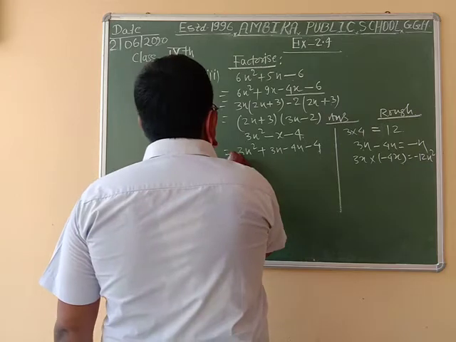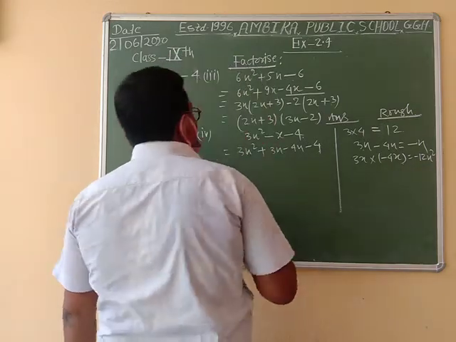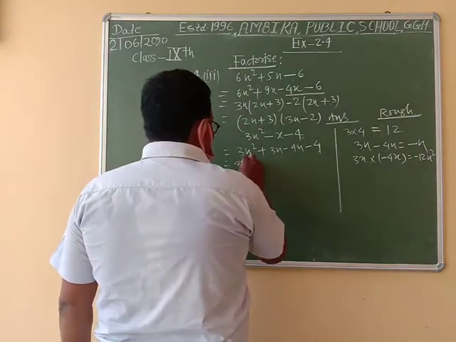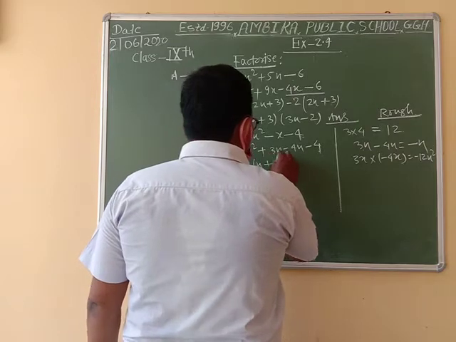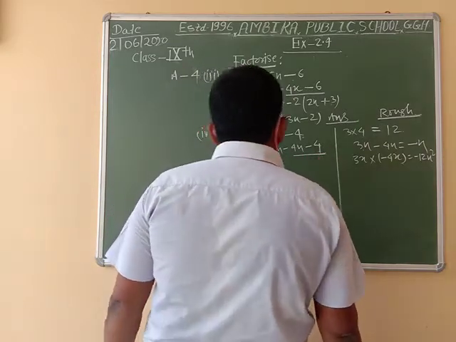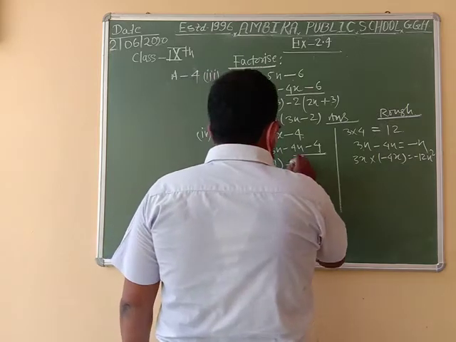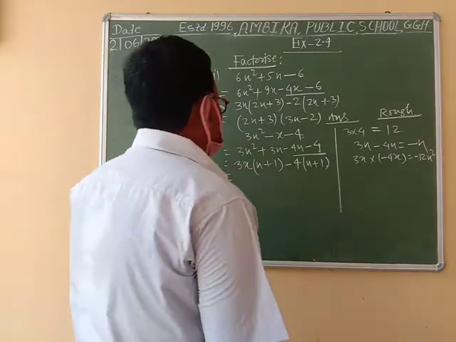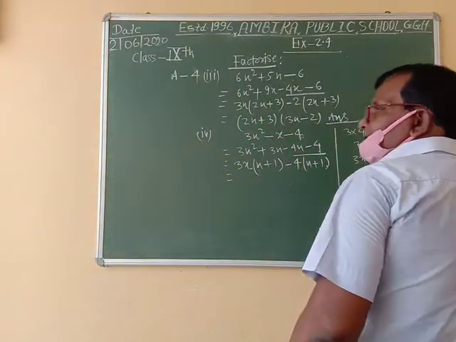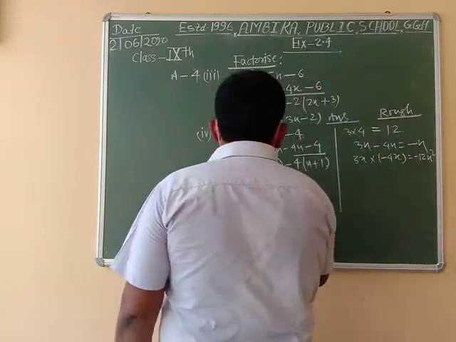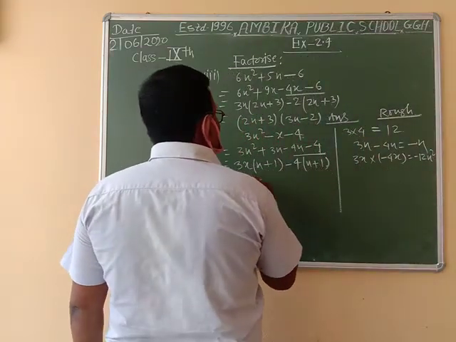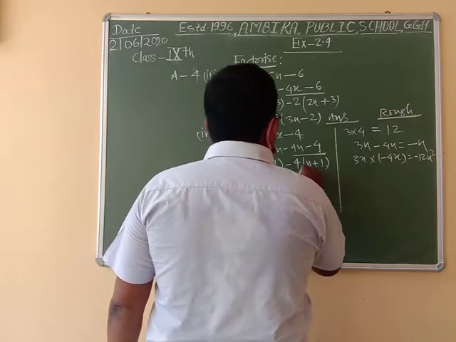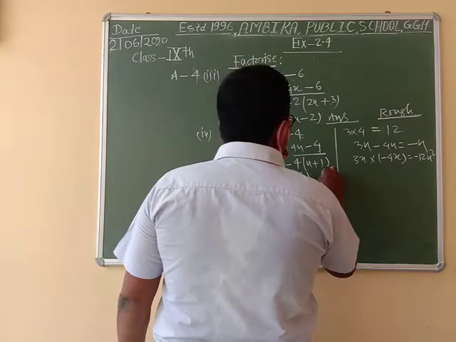Taking 3x common from the first two terms, 3x into x plus 1, and taking common from the last two terms, minus 4 is common, x plus 1. Here we see that x plus 1 is a common factor of both terms, so the answer is 3x minus 4 into x plus 1. Similarly, you will solve the rest.